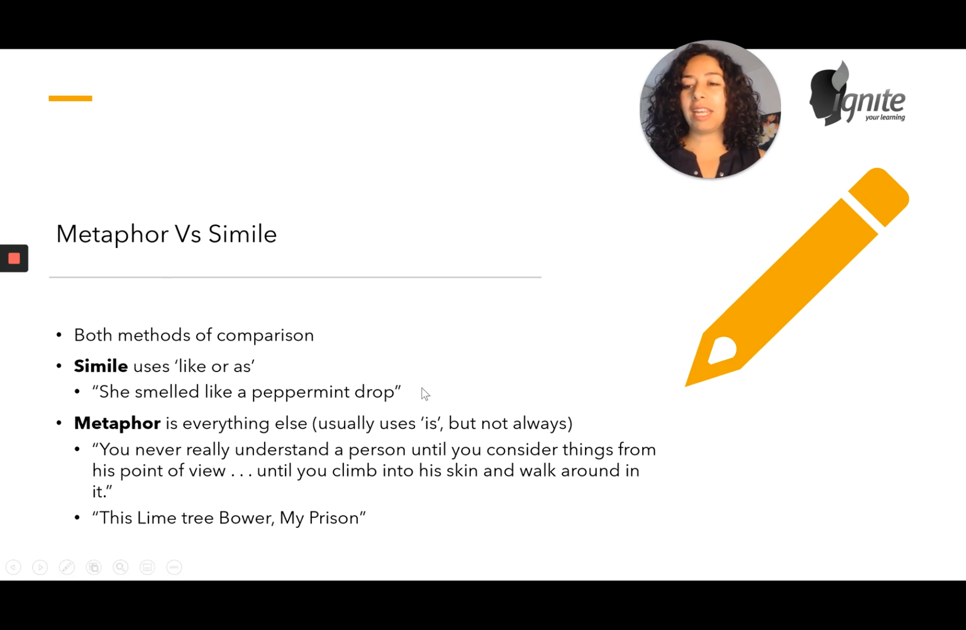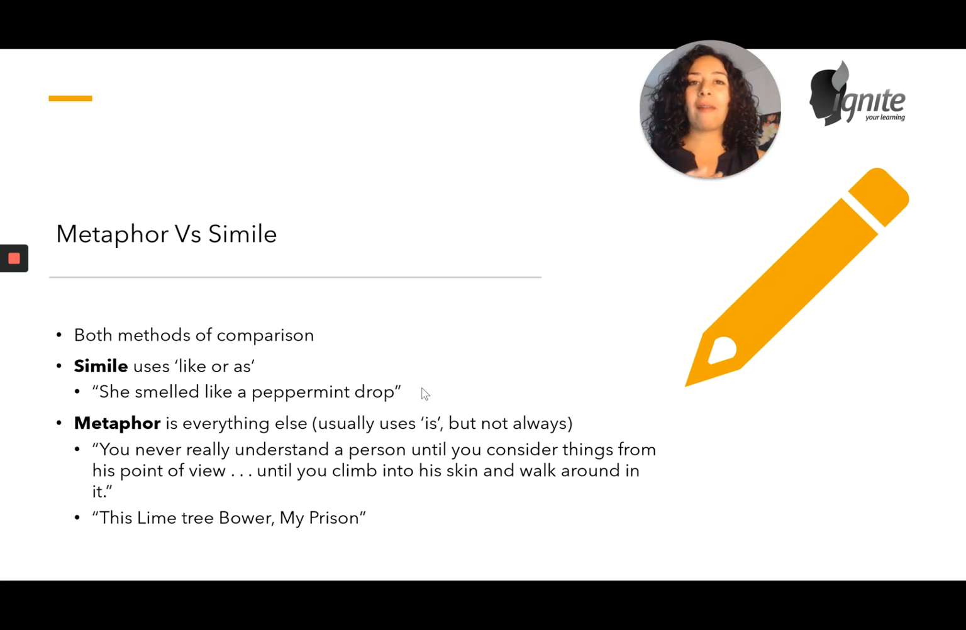So the first one I've got here is a simile. She smelled like a peppermint drop. In this particular example, we can see that the person's smell is being compared to a peppermint drop. When you're deconstructing metaphors and similes, you always want to do it in a couple of steps. The first one is what is compared to what. So you've got the smell compared to a peppermint drop.